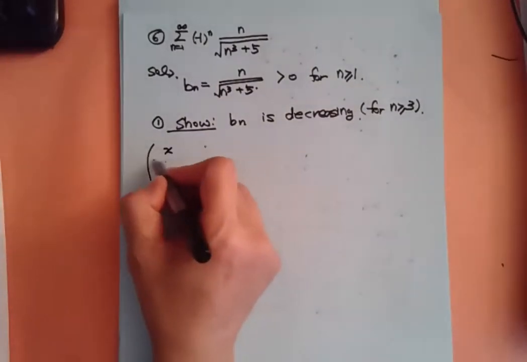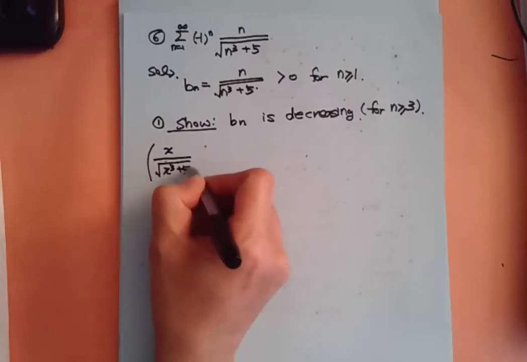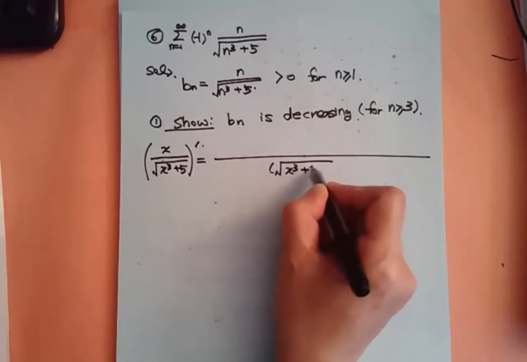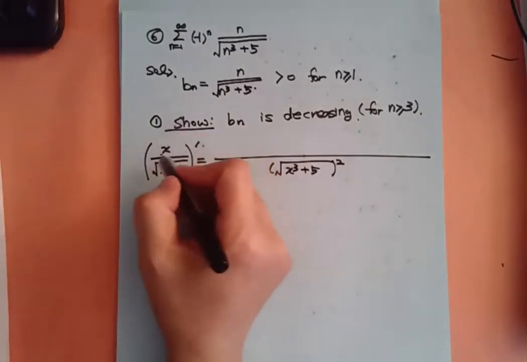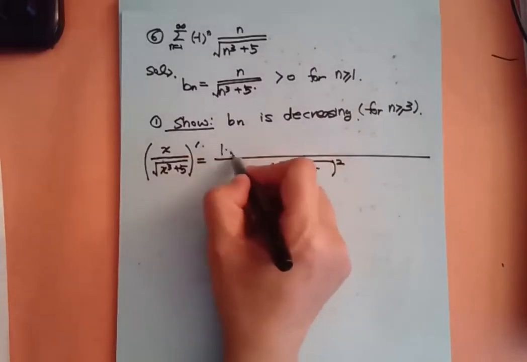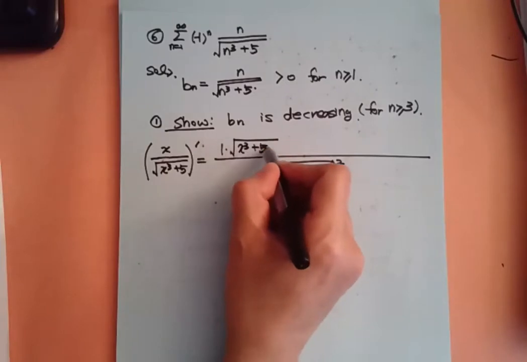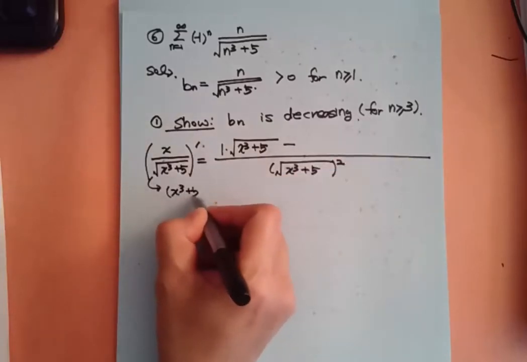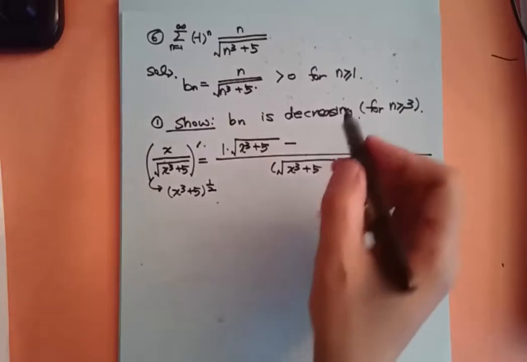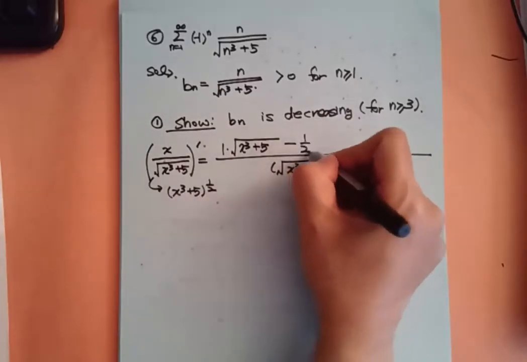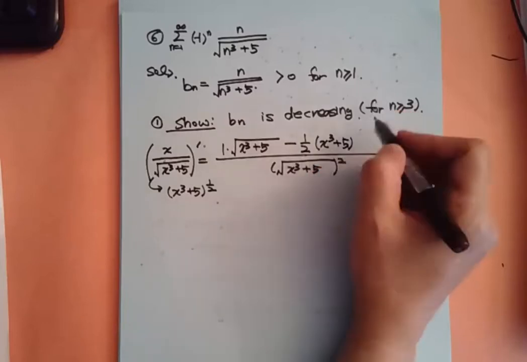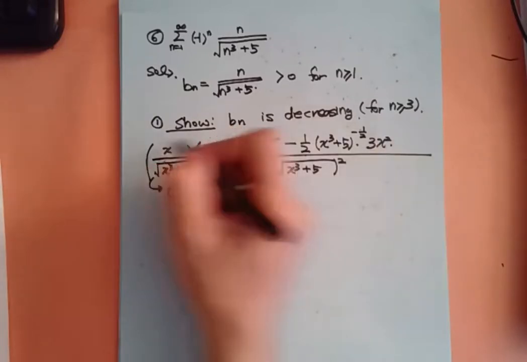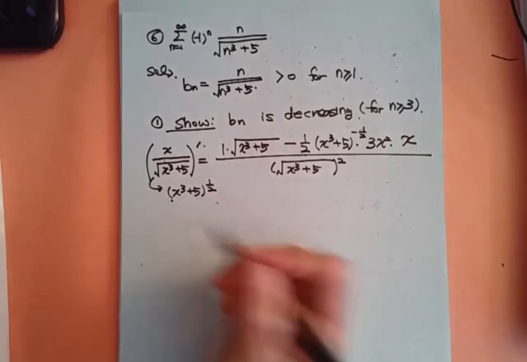So we want to think about the derivative of x over square root of x cubed plus 5. So the denominator will be square root of x cubed plus 5, squared. The numerator's derivative is 1 times the next part, x cubed plus 5, minus this part, x cubed plus 5 to the 1 over 2 power. So we have to differentiate this part. And so 1 over 2 times x cubed plus 5 to the 1 over 2 minus 1 will make minus 1 over 2. We are using the chain rule. So we have to multiply 3x squared times what is on the numerator, x. Right. Any question?